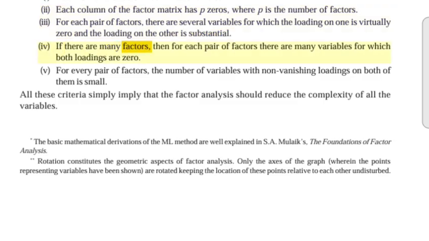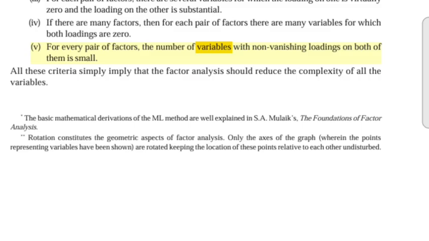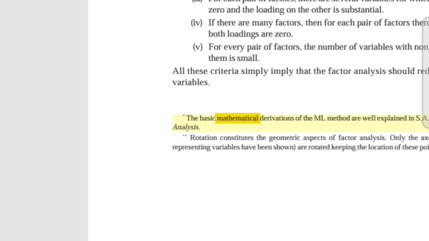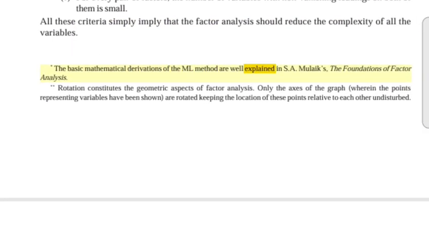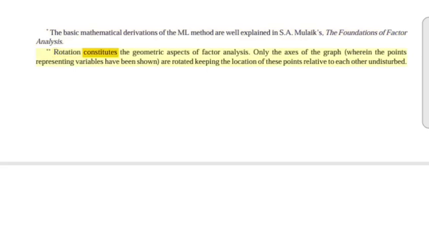(iv) If there are many factors, then for each pair of factors there are many variables for which both loadings are zero. (v) For every pair of factors, the number of variables with non-vanishing loadings on both of them is small. All these criteria simply imply that the factor analysis should reduce the complexity of all the variables. The basic mathematical derivations of the ML method are well explained in D.N. Lawley's, The Foundations of Factor Analysis. Rotation constitutes the geometric aspects of factor analysis. Only the axes of the graph wherein the points representing variables have been shown are rotated, keeping the location of these points relative to each other undisturbed.